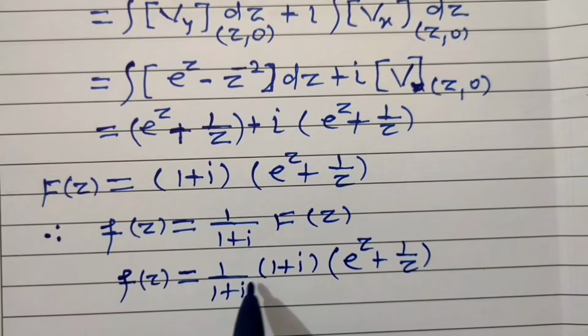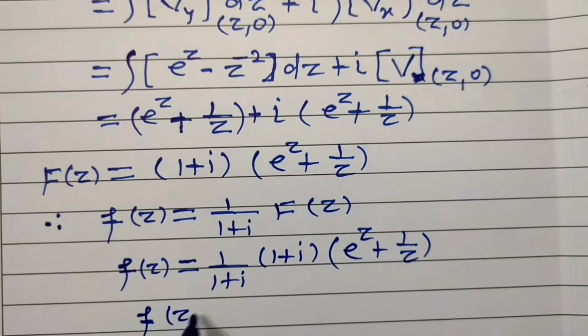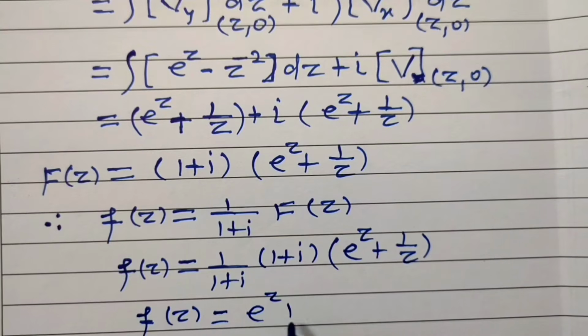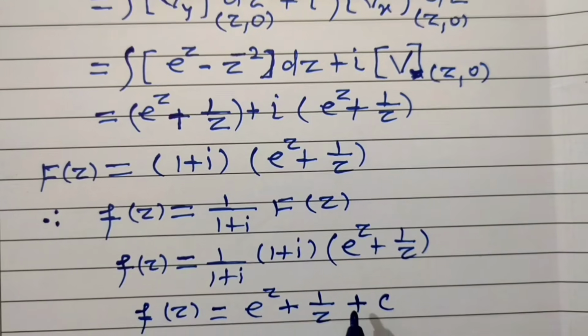So this 1 plus i cancels with this, hence f of z is equal to e to the power z plus 1 upon z. If you want, you can add an integral constant c. So this is the required analytic function, which is the solution of this sum.